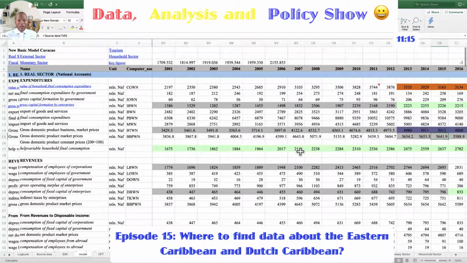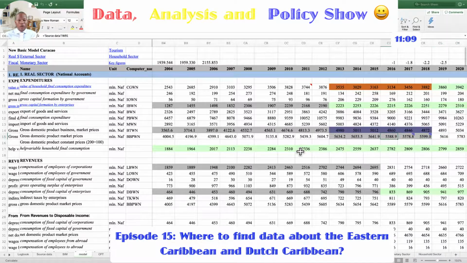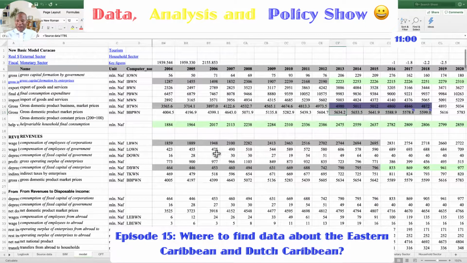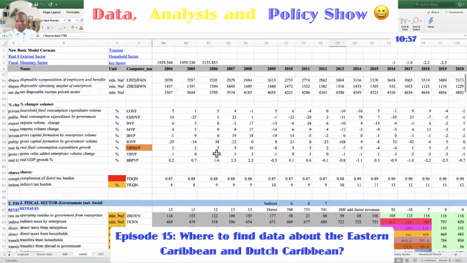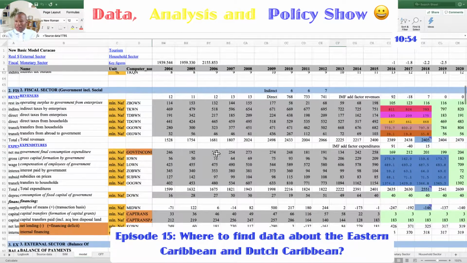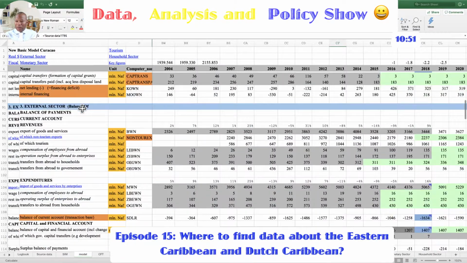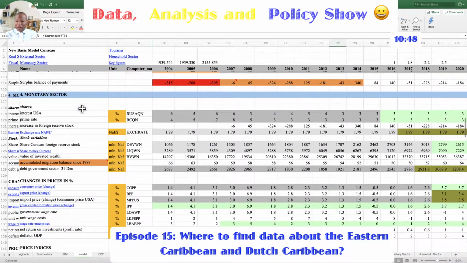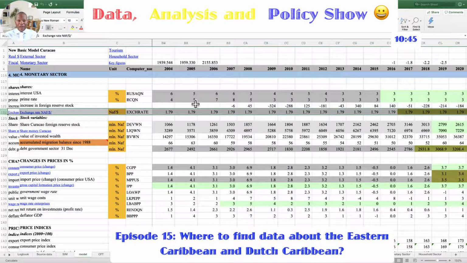Now, if you want to know how much this is in dollars, you need to divide this by 1.78, because 1.78 is the exchange rate. So we go to the monetary sector, below the monetary sector. You see that one? Monetary sector, and here you see the exchange rate is 179. So I said 178, sometimes it's 178, 179. So it is a pegged exchange rate.